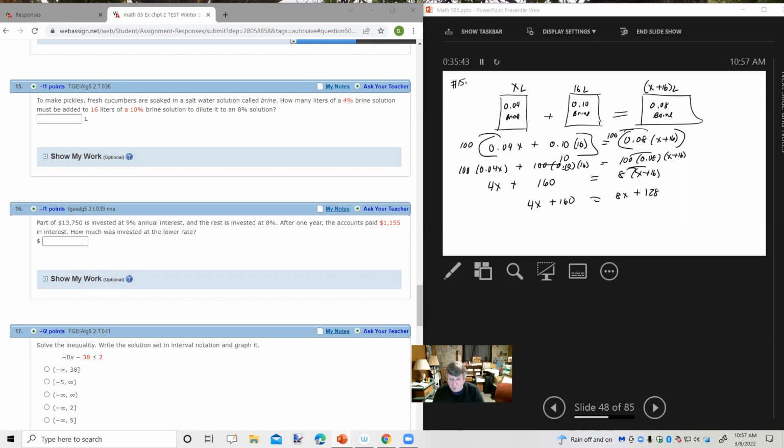Okay, so here's our equation without the decimals. I'll subtract 8x from both sides. Negative 4x plus 160 equals 128. Subtract 160 from both sides. Negative 4x equals negative 32. Divide by negative 4, x equals 8. So how many liters of 4% solution? 8 liters.